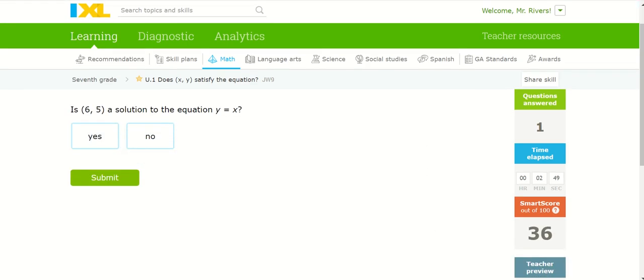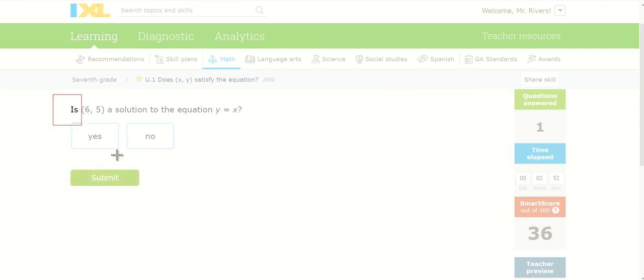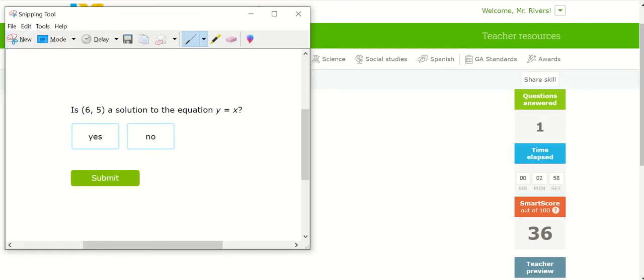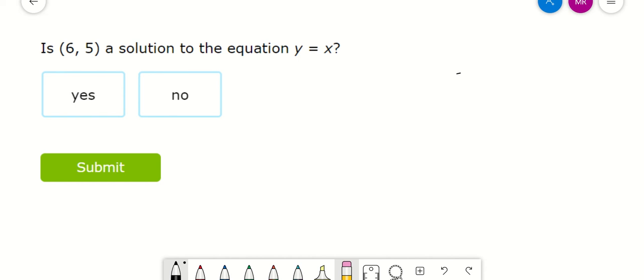Let's take a look at this one. Is 6, 5 a solution to this equation, y equals x? Same idea. We are going to take our x coordinate, which is 6. We're going to sub it in for x. So 6 goes on the right side. We're going to take our y coordinate, which is 5. Sub it in on the right.